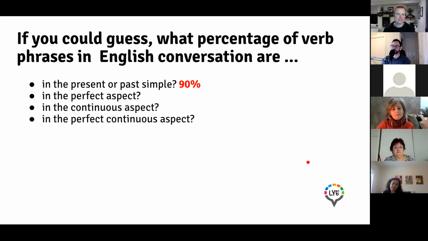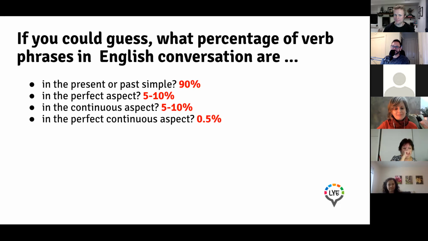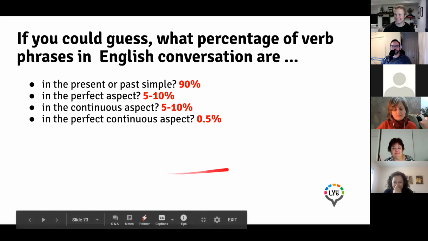90%. 90% past or present. How about the perfect aspect? 5 to 10%, sometimes used also in academic English. Continuous, also the same, 5 to 10. And the perfect continuous, not many, not much, I would say. Not many uses of the perfect continuous. I mean, when was the last time you said, I will have been sitting at my desk for 2 hours by the time this session ends? I don't think anyone's going to say that.